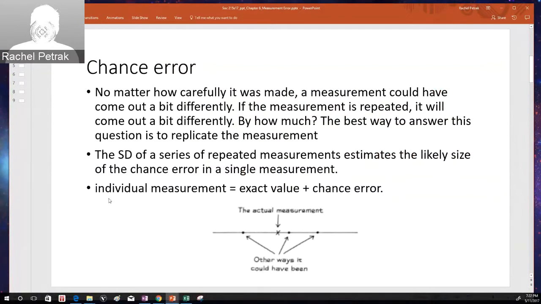Thus, an individual measurement is the exact value measured plus a chance error that you can't know exactly. For this individual measurement, you don't know exactly the amount of chance error you have. You can estimate the amount of chance error by using the standard deviation.